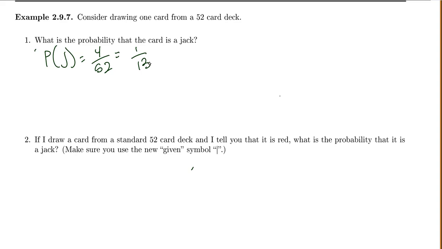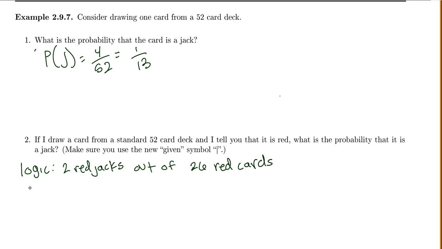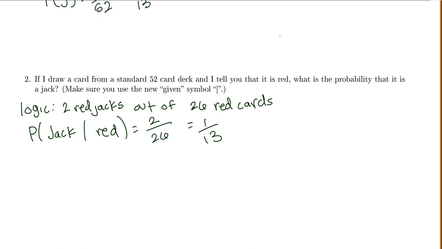Okay, part 2. If I draw a card from a standard 52 card deck and I tell you it's red, what's the probability that it's a jack? There are 2 ways you can do this. You can use just logic, which says there are 2 red jacks out of 26 red cards, since we know it's red. So the probability that it's a jack, if you know it's red: again, there are 2 jacks out of 26 red cards. Notice this simplifies to 1 out of 13, which we'll talk about in a second.